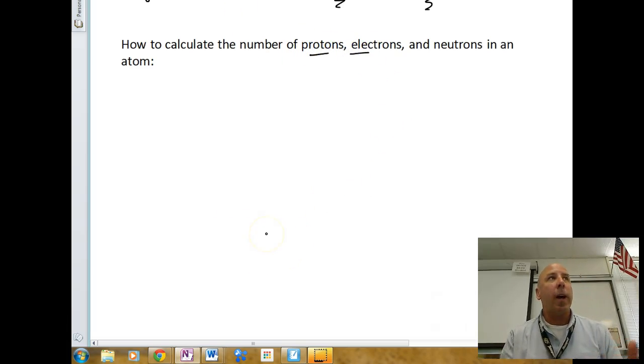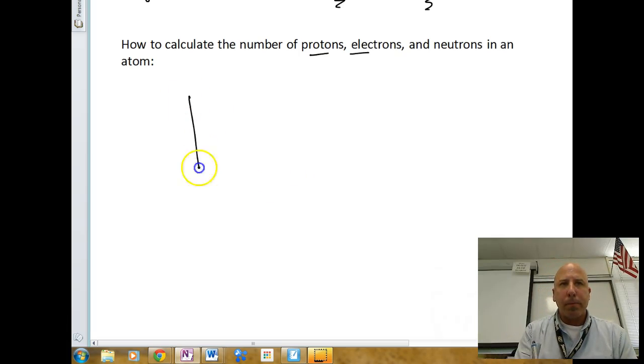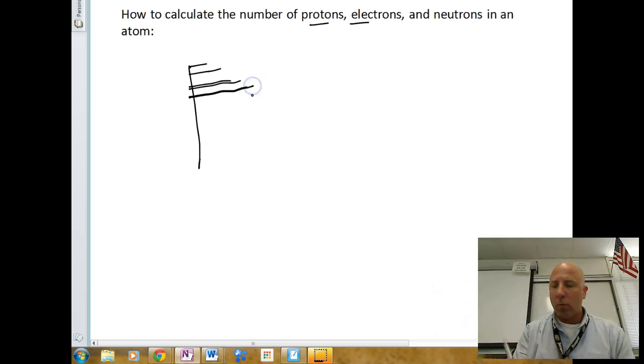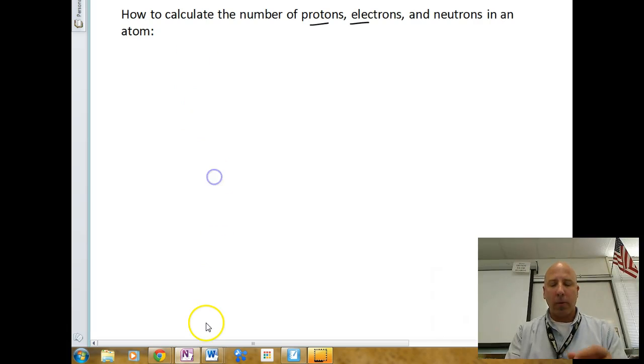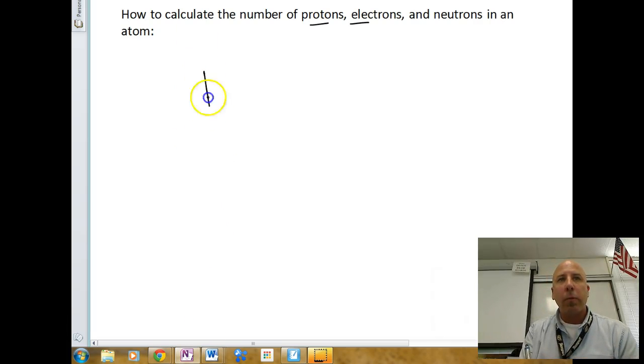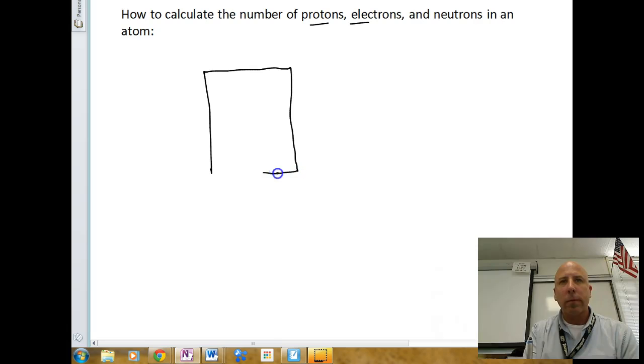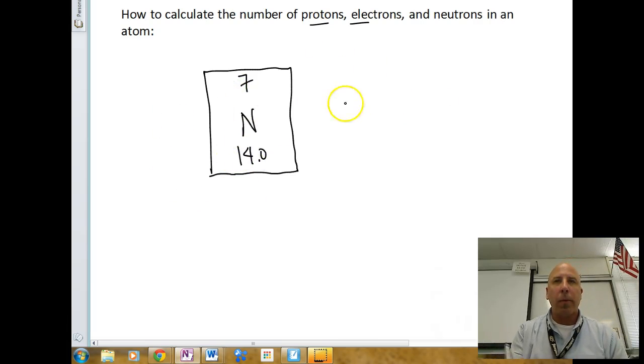And so we'll pick a different atom. Let's say nitrogen on the periodic table. Nitrogen has the symbol N, atomic number of 7, average atomic mass of 14.0. So if we were being asked to calculate the number of protons, electrons, and neutrons in nitrogen, it would actually be pretty easy to do.